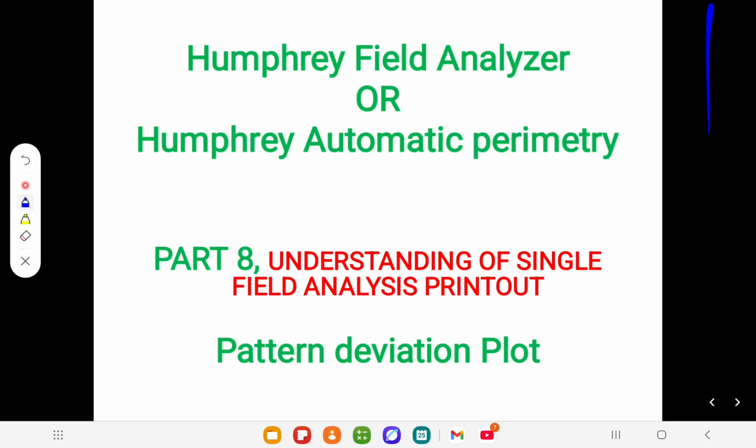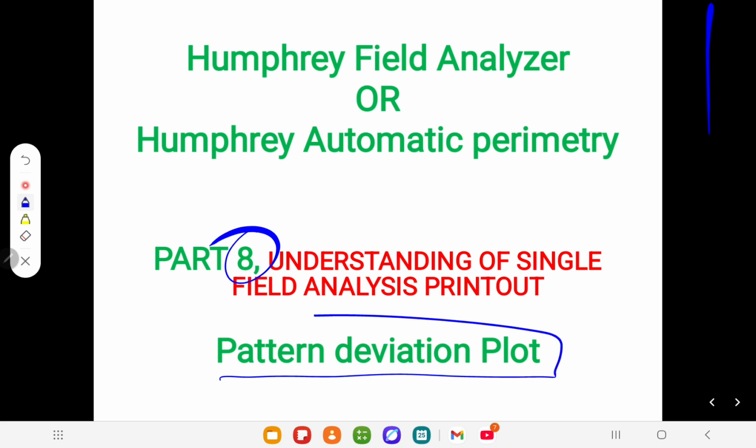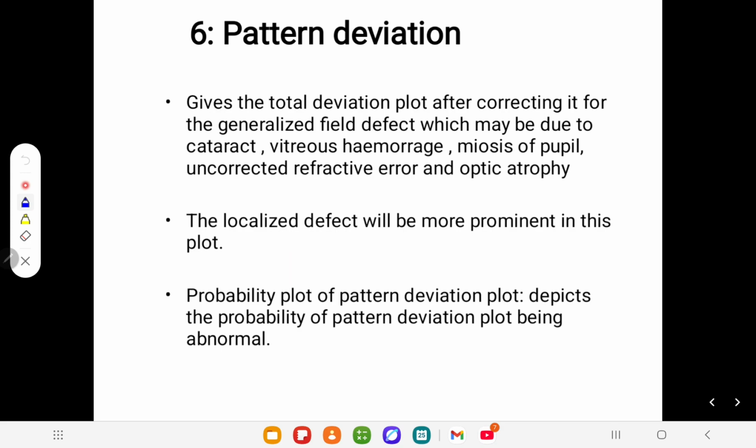So we are going to do part 8, that is definitely pattern deviation plot, pattern deviation numeric plot, and pattern deviation probability plot. So definitely in single field analysis, let's move. Today we have to discuss a very good, interesting thing, that's the seventh point. Okay, so what is pattern deviation?